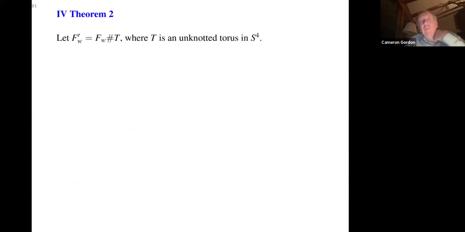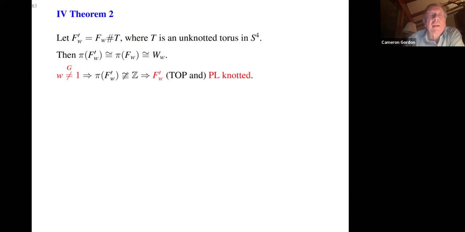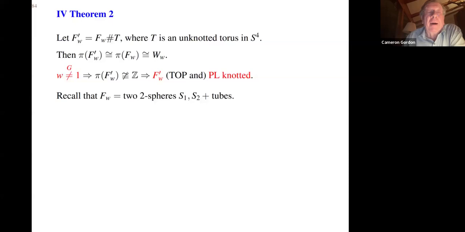So there, we're just going to take a connected sum of the guys I've been talking about with an unknotted torus. Let me call that F prime sub W. That doesn't change the group. And so if our word W is not the identity in this group G, then the corresponding surface F_W prime is certainly going to be knotted because its group is not Z, so it's only going to be PL knotted. On the other hand, now what happens if the word is 1?